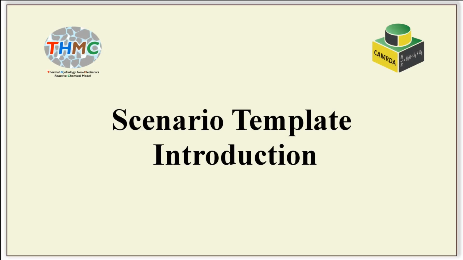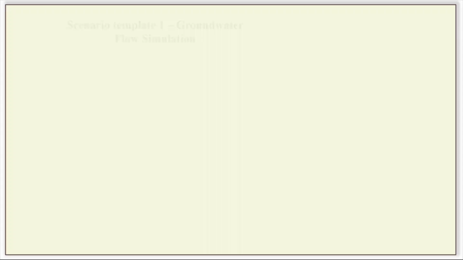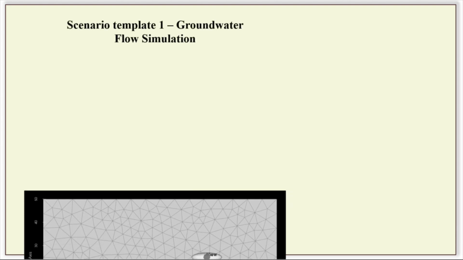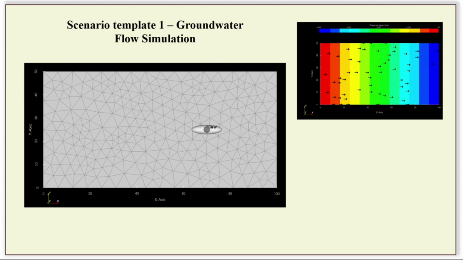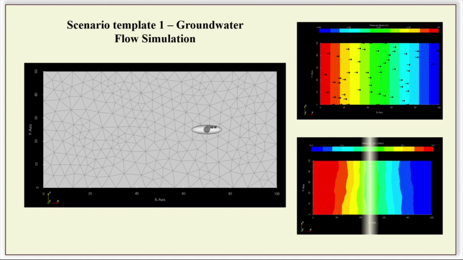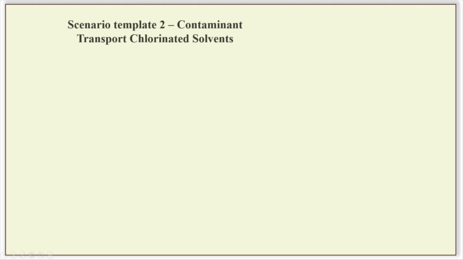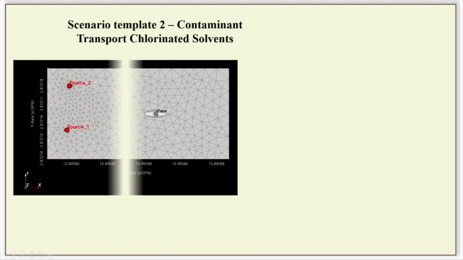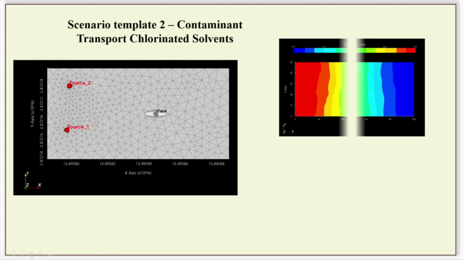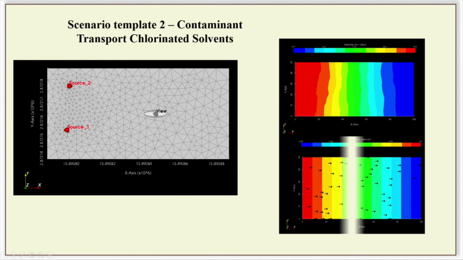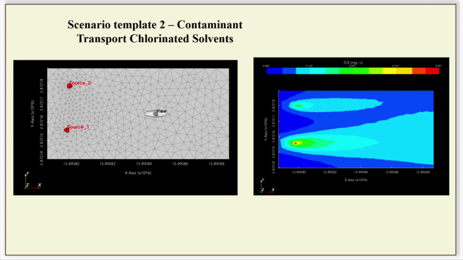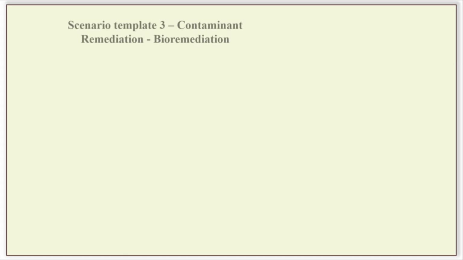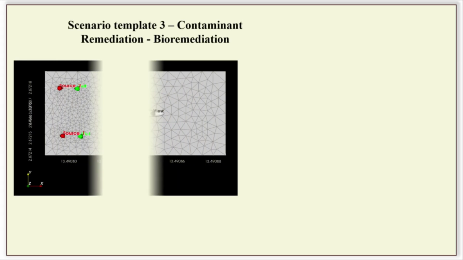Scenario Template Introduction. Scenario Template 1, Groundwater Flow Simulation helps users analyze changes in groundwater flow patterns, an essential step, as flow dynamics directly influence how contaminants are transported. Scenario Template 2, Contaminant Transport. Chlorinated solvent simulates key transport processes such as advection, dispersion, diffusion, and adsorption, supporting risk assessment and identification of affected areas. Scenario Template 3, Contamination Remediation.